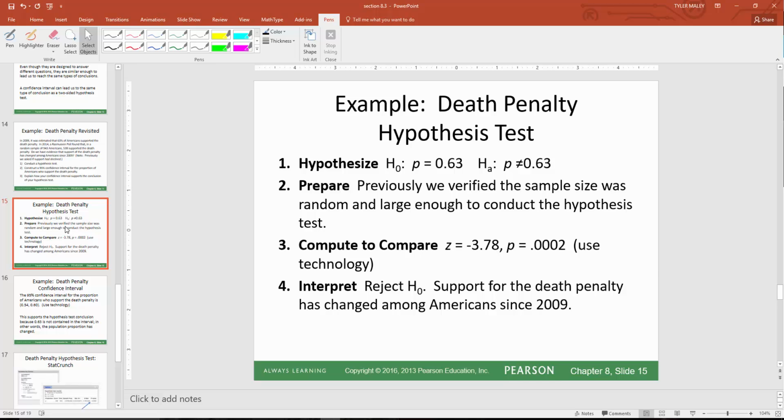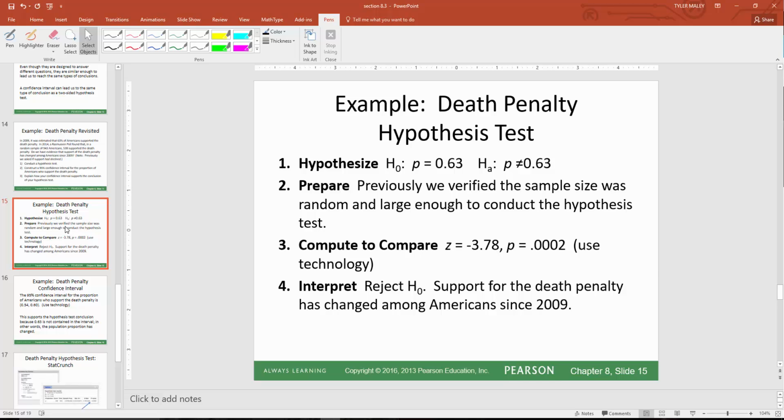Now we want to prepare. Previously we already verified that we have a random sample and everything is large enough to test, so I won't check those again here. Then we need to compute the z-statistic and the p-value. We can use technology to get those very quickly; I showed you how to do that in the last video. Our z-statistic is negative 3.78. My p-value is 0.0002, and you can double check that.